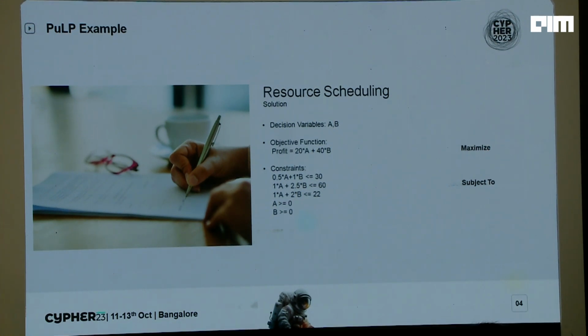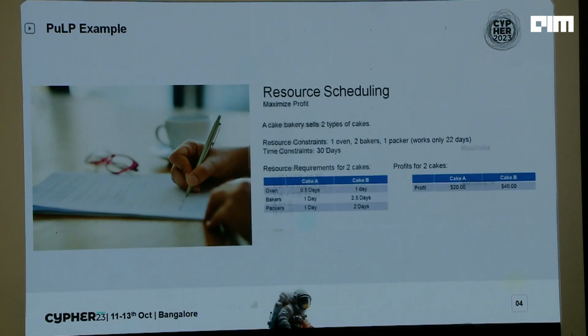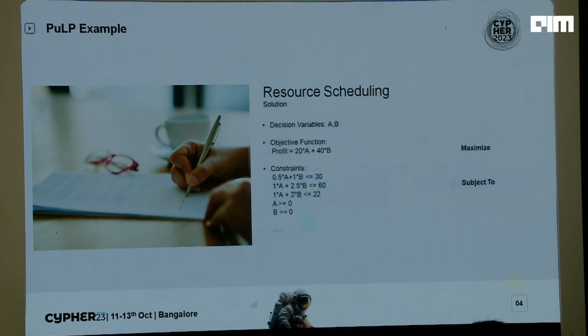Coming to the constraints, we have these in the table: 0.5 days and 1 day for the oven, then for bakers 1 day and 2.5, and for packers 1 day and 2 days. So that has been put into constraints. And you have A greater than or equal to 0, B greater than or equal to 0, same theory, that I might choose to produce cake A or cake B, or not produce it even. I might end up producing 0 cakes. That's also possible.